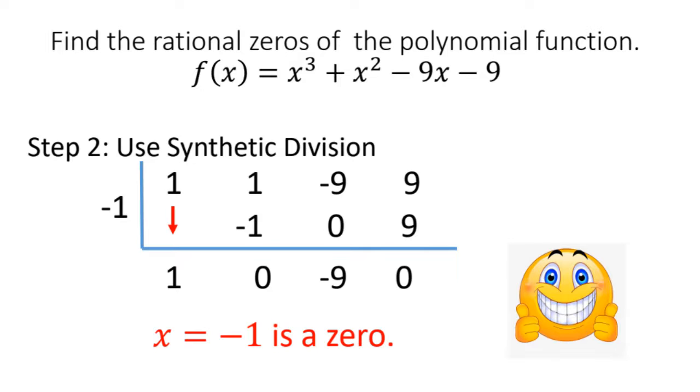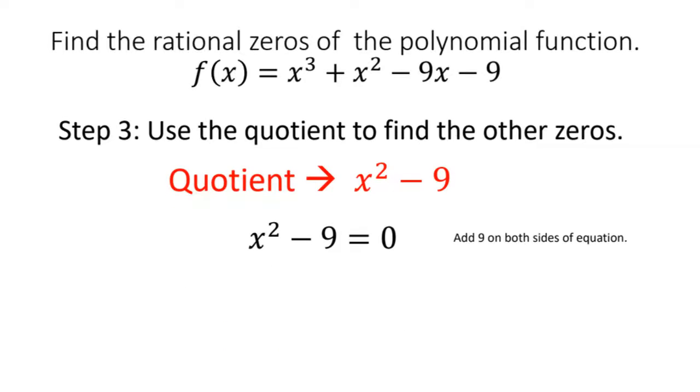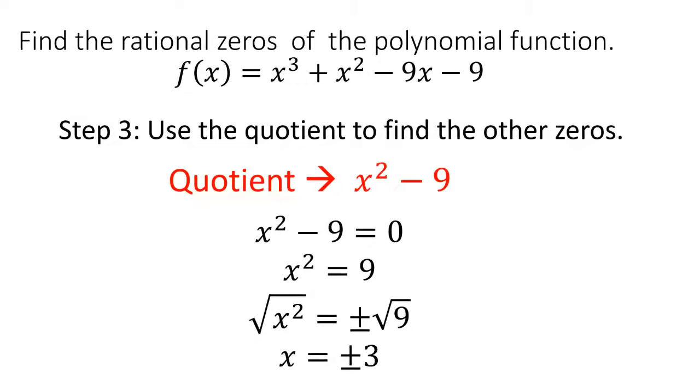So that makes us very, very happy. And the reason why that makes us happy is because the quotient is a simplified polynomial. We can get the quotient, and our quotient is x squared minus 9. We lost the x here. So now that we have this, we can find the 2 remaining zeros that are missing, right? So we can add 9 on both sides, gives us x squared is equal to 9. Take the square root of both sides. So we know that x is equal to plus or minus 3.